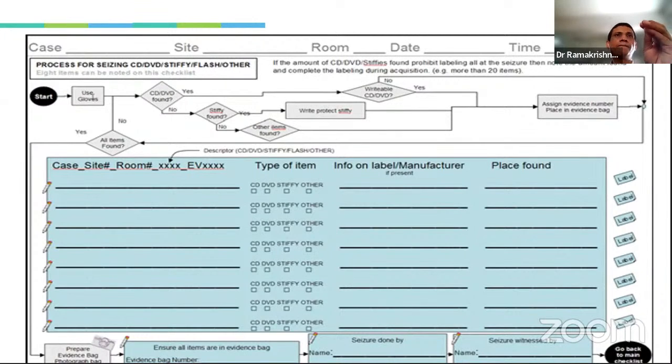Including the IP address also, you must record it. Very important, because every system will have its own IP address, right? We'll have a unique IP address. So that unique number, the system's unique number, you should note it down.